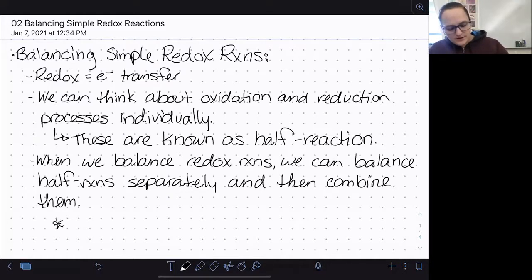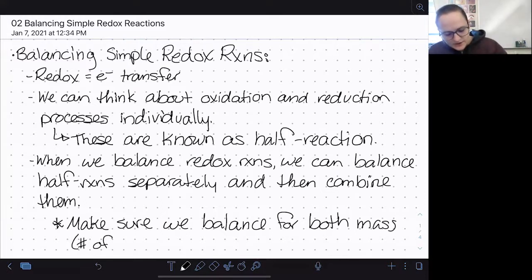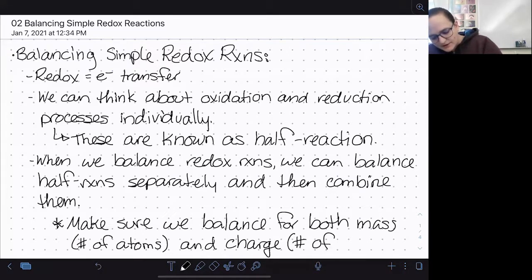And we do this because this is the easiest way to make sure that we balance for both mass, which is our number of atoms of each element, and our charge, which essentially is our number of electrons. This half reaction method that I'm going to show you is the easiest way to make sure that that happens. So I'm going to do an example walking you through this whole process step by step.